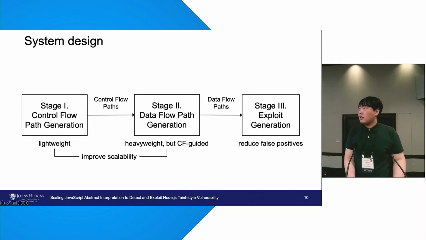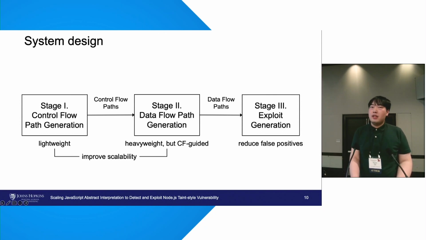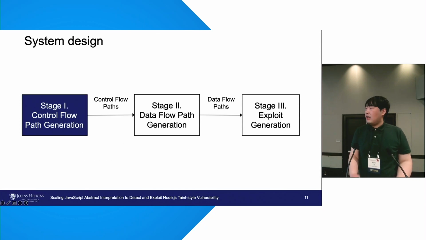Our system design contains 3 stages. The first stage is lightweight. The second stage is heavyweight, but guided by the control flow path generated by the first stage. These 2 stages are to make the analysis scale. The third stage is to reduce false positives. Let's talk about stage 1, control flow path generation.